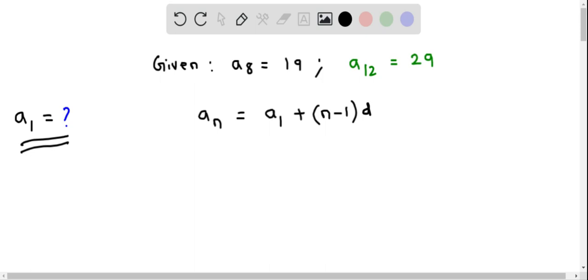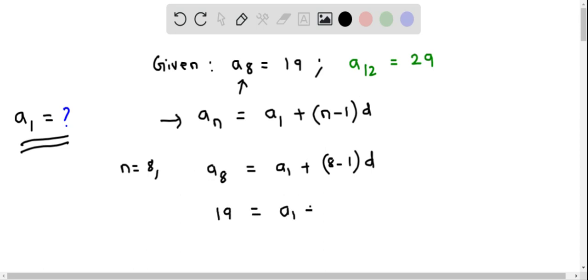So first, I'm going to plug in n equals 8 because we already know the value of a sub 8. So plug in n equal to 8 into this general term of the arithmetic sequence. So therefore this becomes a sub 8, and this equals a1 plus n minus 1. N is 8, so it becomes 8 minus 1 times d. So we can write down a sub 8 is 19. I replace a sub 8 by 19, and this equals a sub 1 plus 8 minus 1 is 7, so 7 times d is 7d. Let's say this is equation number 1.